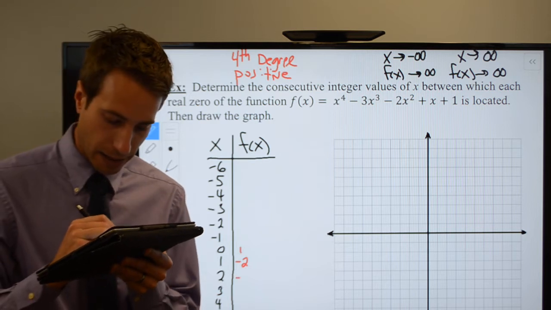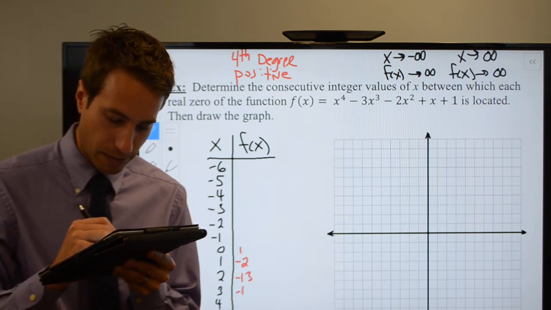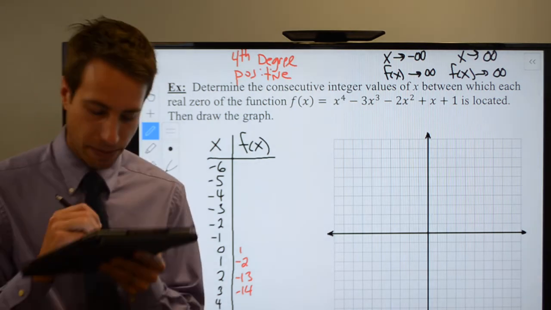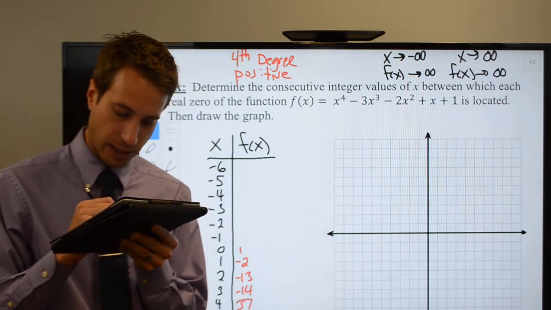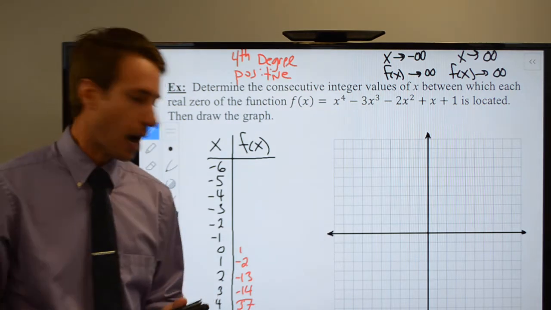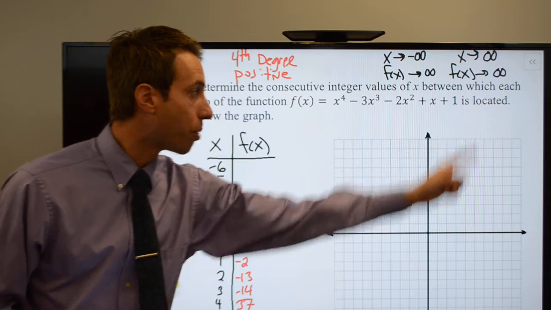Positive 2 is going to be a negative 13. Positive 3 is going to be a negative 14. Positive 4 is going to be, wow, 37. Holy moly, that's quite a jump. Okay, so anyway, I know that both ends have to go to positive infinity.